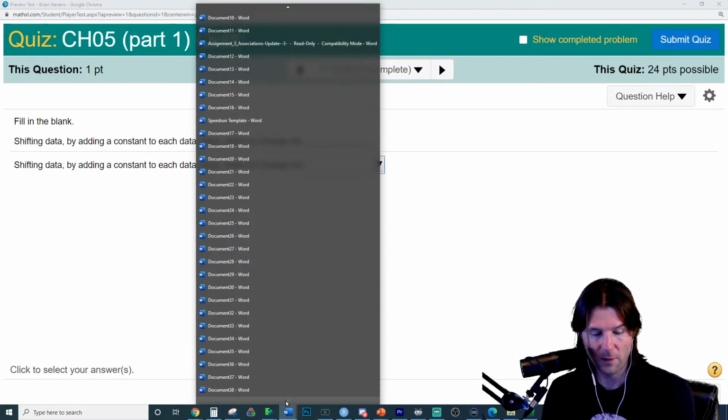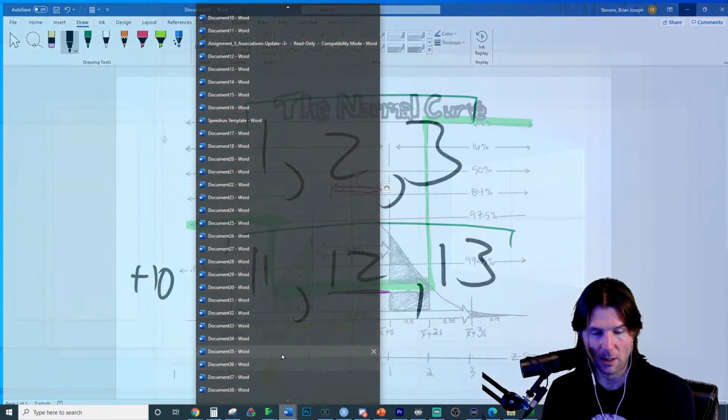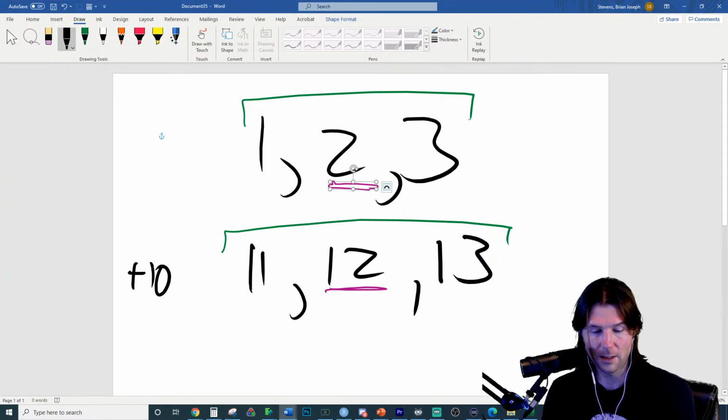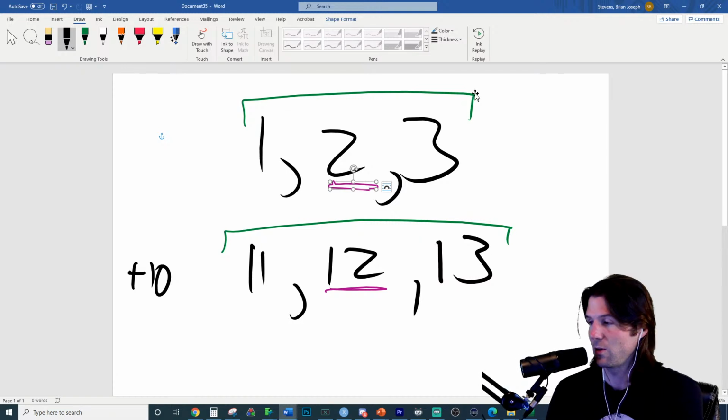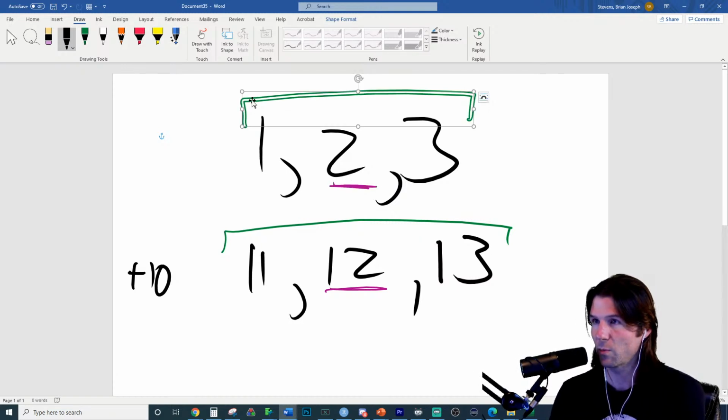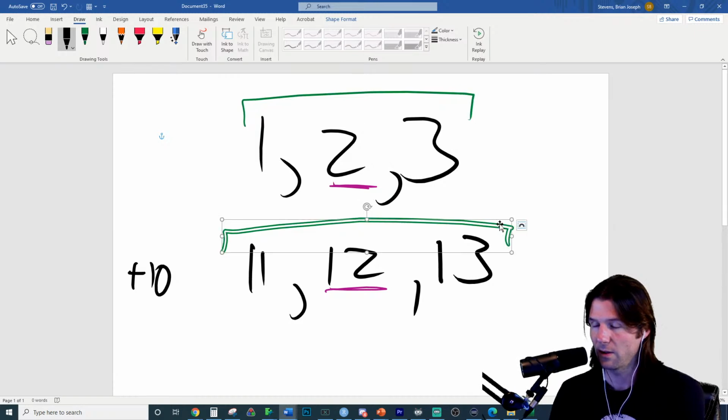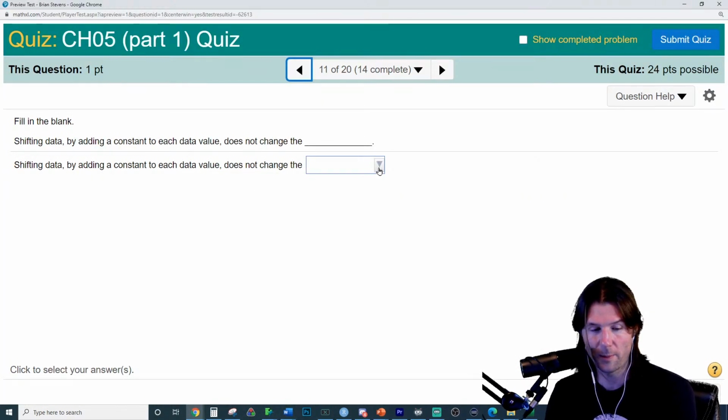So if you're looking for this one right here, it is a repeat question, and shifting the data by adding a constant would not change the spread of the data. So here's the spread in green. I've added 10 to all the values, and the spread is still the same. So any measure of spread will not be changed. Any measure of spread is standard deviation.